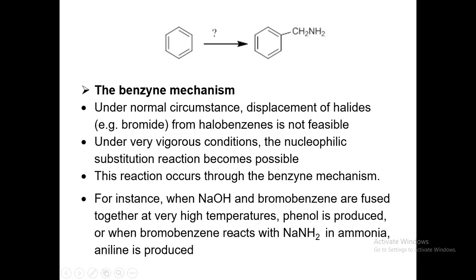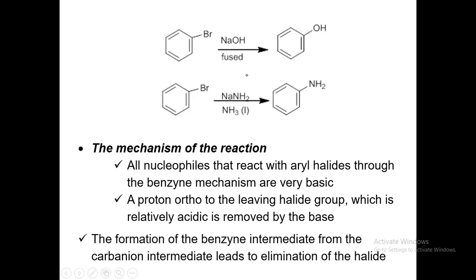Or when you have bromobenzene and you react with sodamide, sodium amide in ammonia, very powerful base, sodium amide in ammonia. Good, then you can produce your aniline. So these are the equations to show what is happening if you put it in fused sodium hydroxide, or if you have sodamide in liquid ammonia. Good. Now the mechanism.